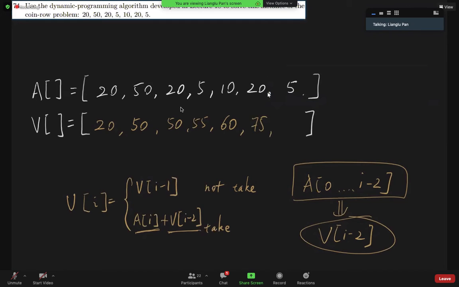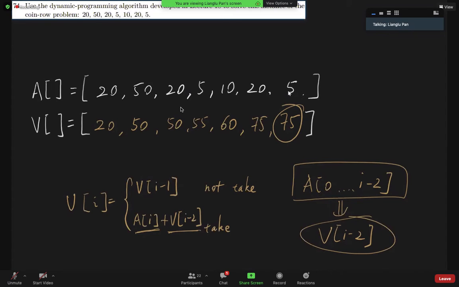And for the last coin, 5 cents, if we are not taking it, we have 75 cents in total. If we are taking it, I think the maximum we can get would be 5 plus 60, giving us 65, which is smaller than 75. So it means we should not take it, and we will end up with 75 cents in total. I think that's it. By looking at the last value we store in this array, it tells us the maximum amount of money we can get. And it solved this problem.